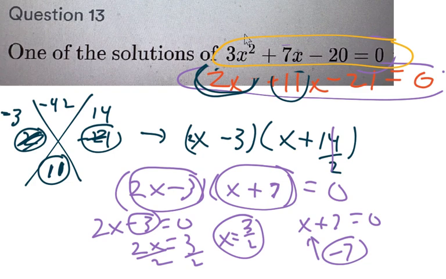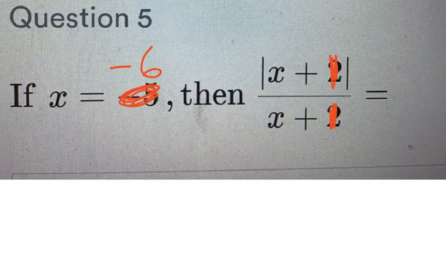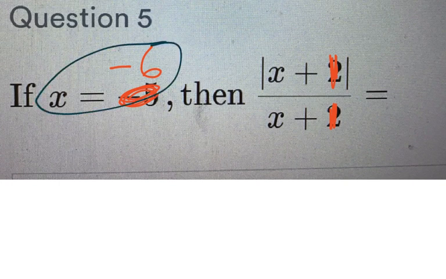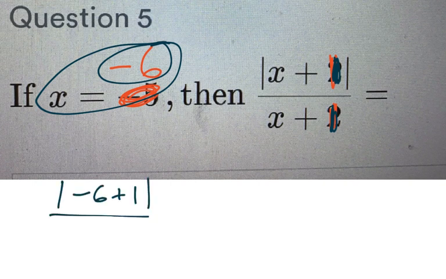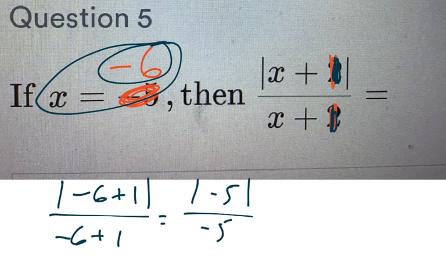Okay? All right. This one should be fairly simple. They give you an x value. I changed mine to negative 6, and I changed these 2's to 1's. So let's plug in negative 6 and see what happens. I have the absolute value of negative 6 plus 1 over negative 6 plus 1, which is the absolute value of negative 5 over negative 5.